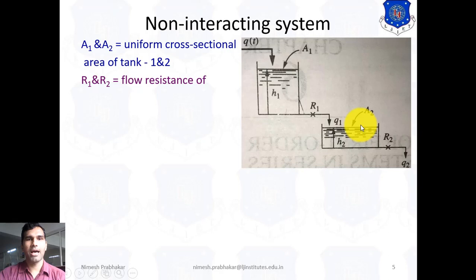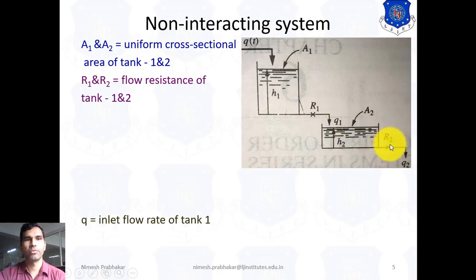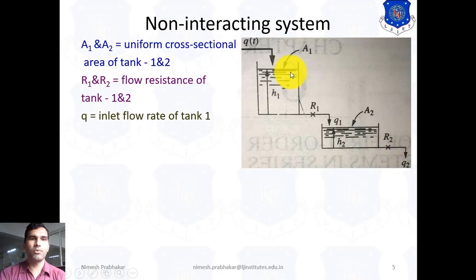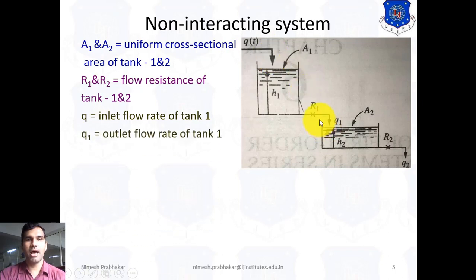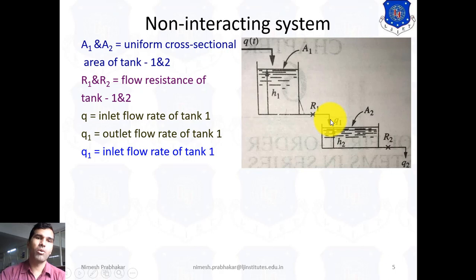Now R1 and R2 are the flow resistances: R1 is the flow resistance of tank 1, and R2 is the flow resistance of tank 2. Q is the inlet flow of tank 1. Q1 is the outlet flow of tank 1. Here Q1 also acts as the inlet flow for tank 2.